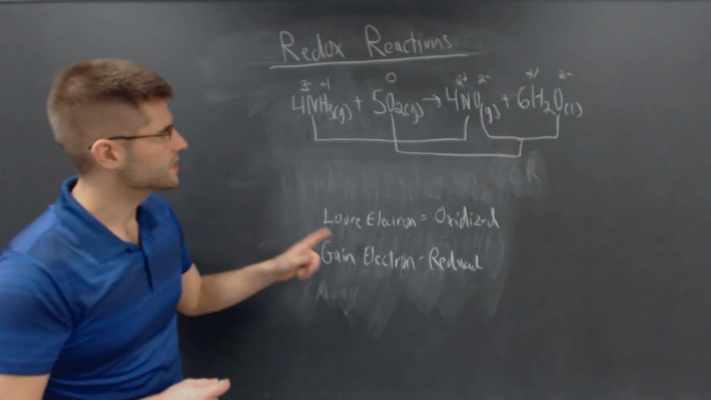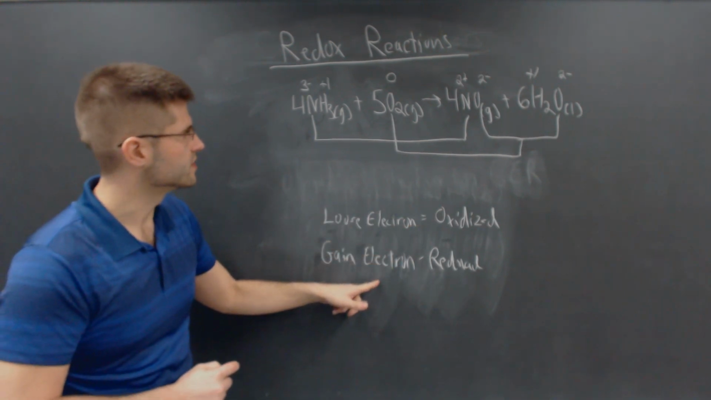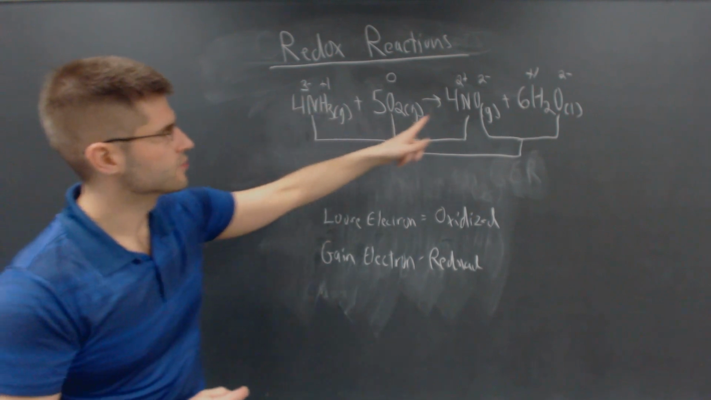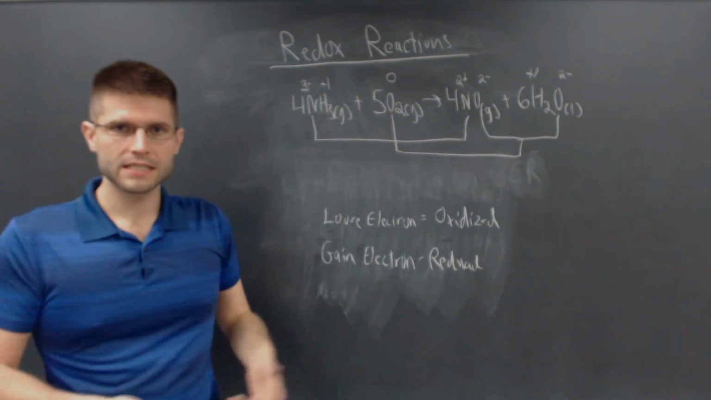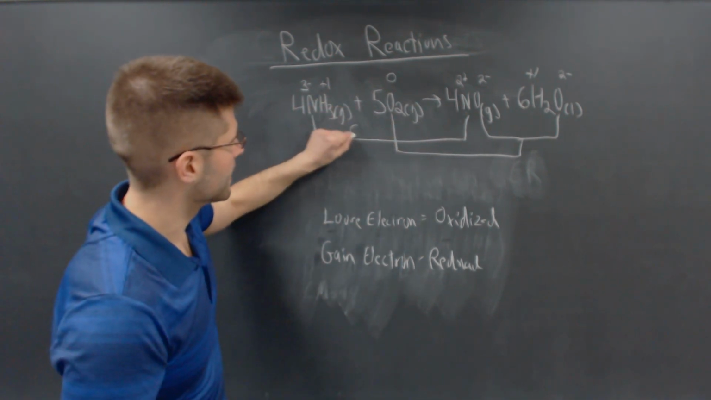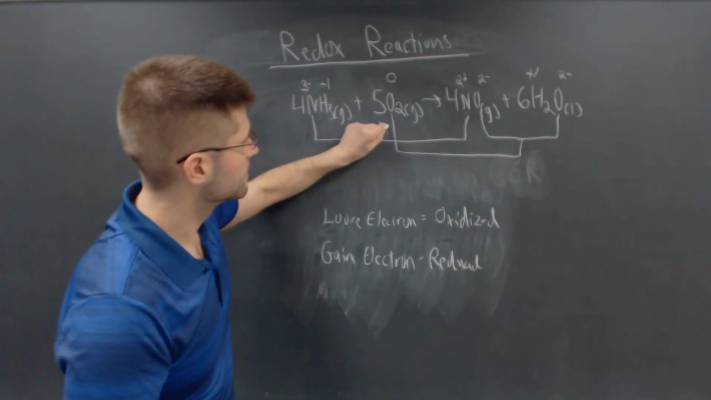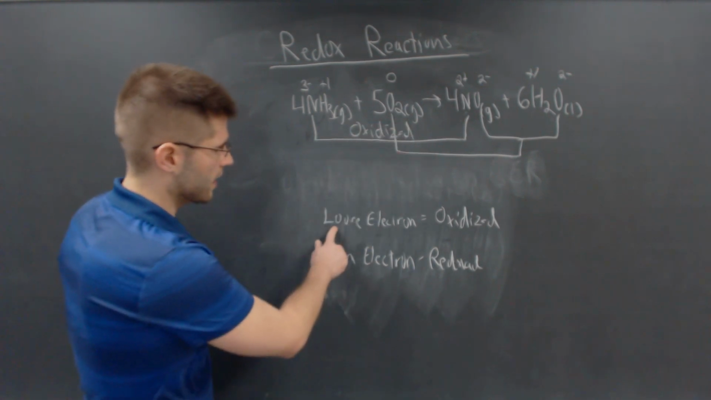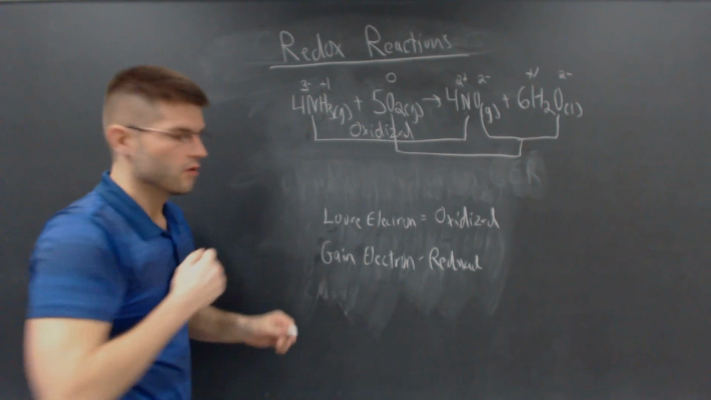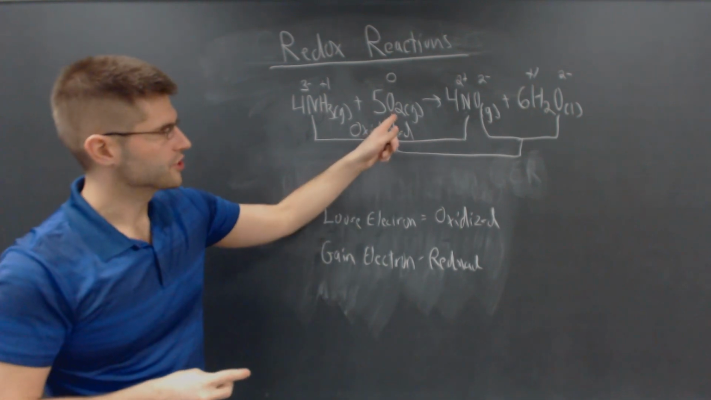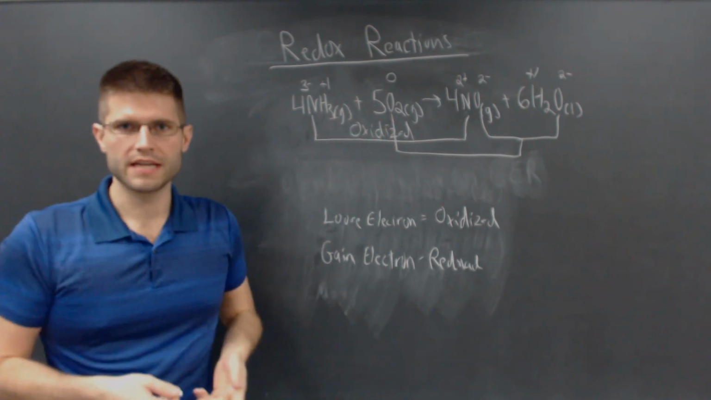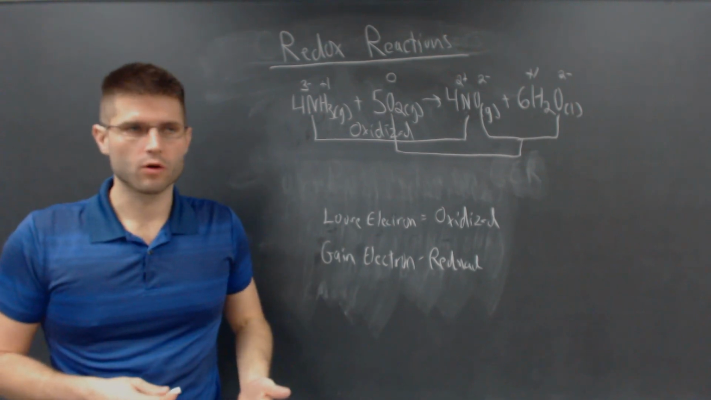Okay, so now let's see which one was oxidized, which one was reduced. So nitrogen went from 3- to a 2+. It became more positive. That means it was oxidized. It lost electrons. It's oxidized. Well, now we have to make sure that oxygen gained electrons. It became more negative. If it didn't, we've done something wrong.